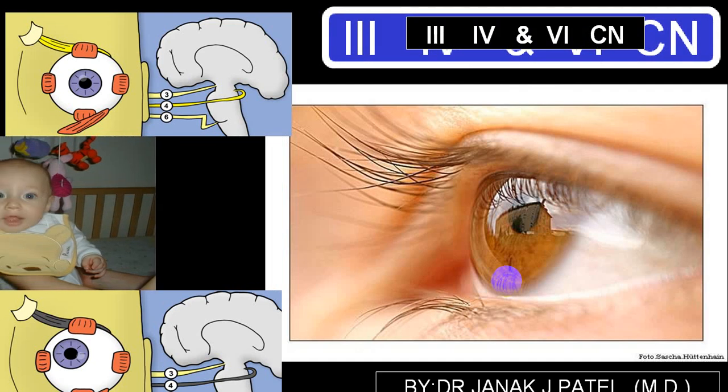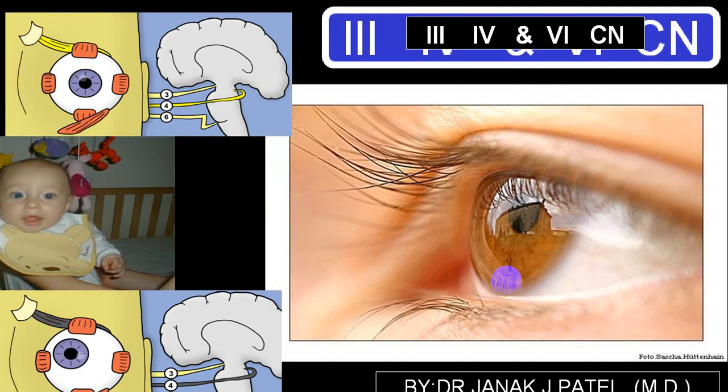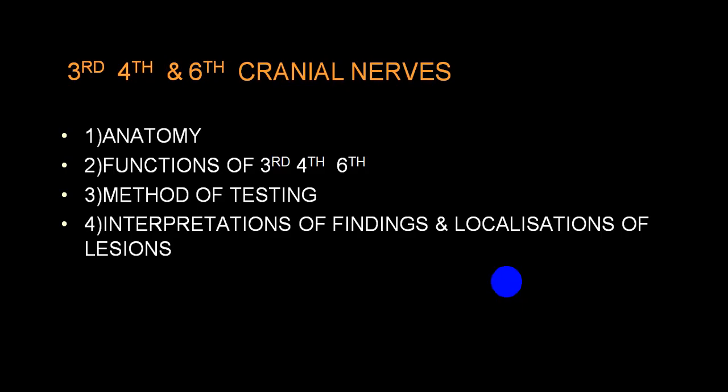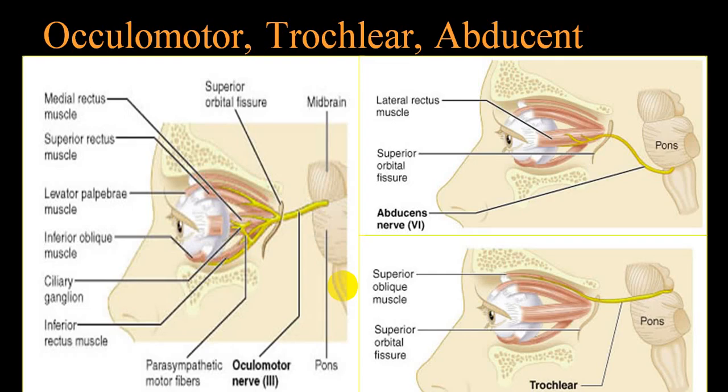Mainly these are concerned with extraocular movements, so we'll be dealing with that. We'll be discussing under the headings anatomy, function, method of testing, and then interpretation of the findings, what you come across, and how you localize the lesion of these three cranial nerves: third cranial nerve oculomotor, fourth cranial nerve trochlear, and sixth cranial nerve abducens.